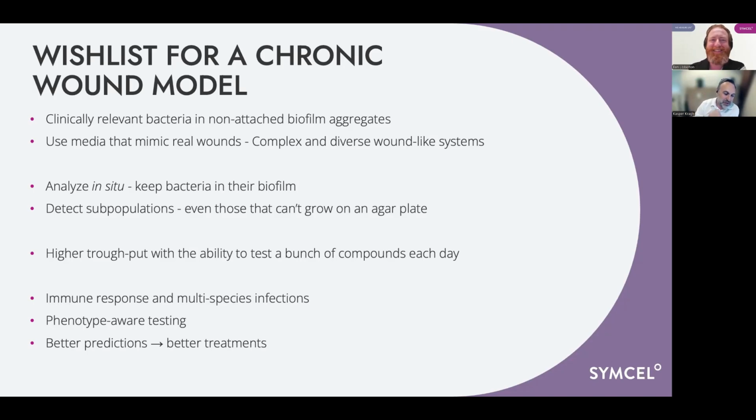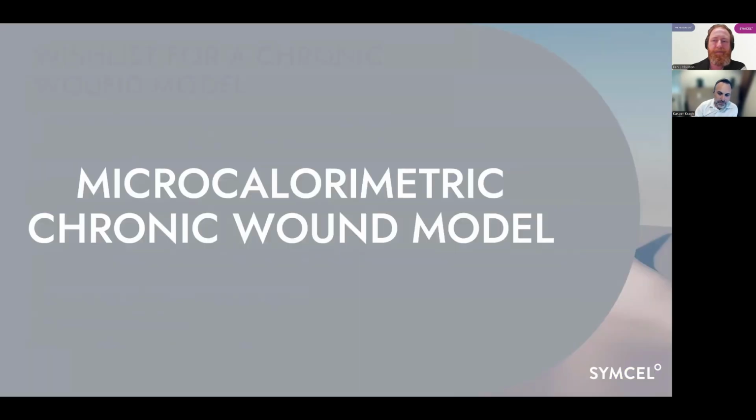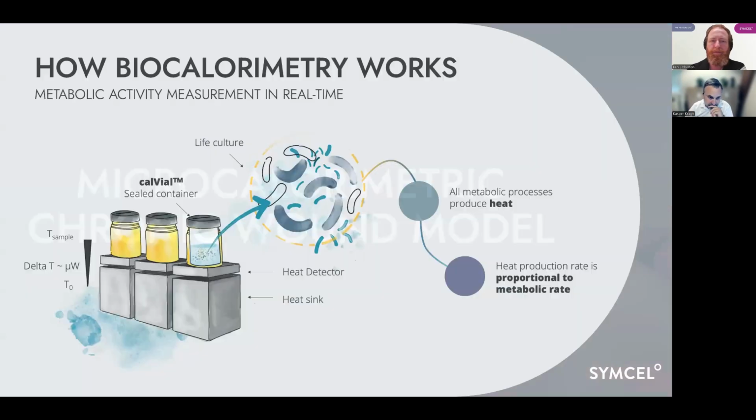Okay. So we want to get better prediction so we can create better treatments. And we can do that by using better model systems. So some of the considerations that we just came through, we have tried to incorporate into some new models that we have developed at SymCell. And here we really want to marry microcalorimetry with a model system that can really add on some complexity.